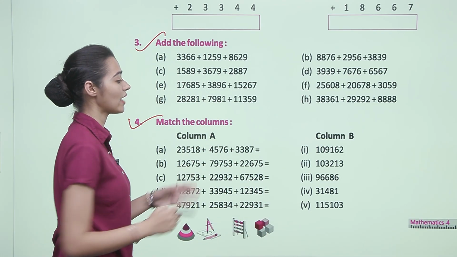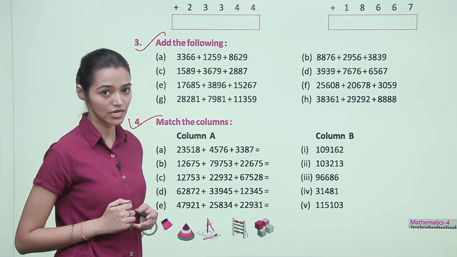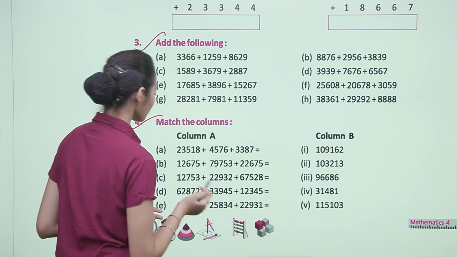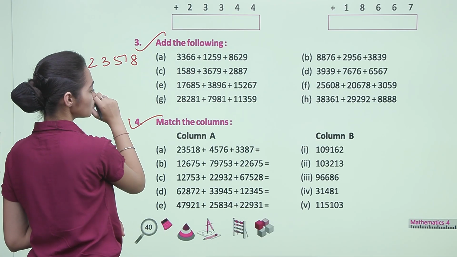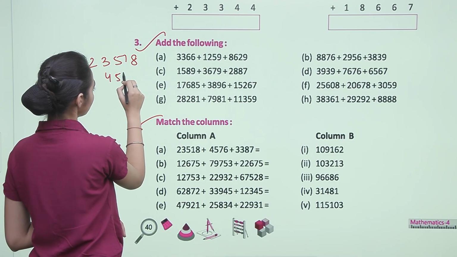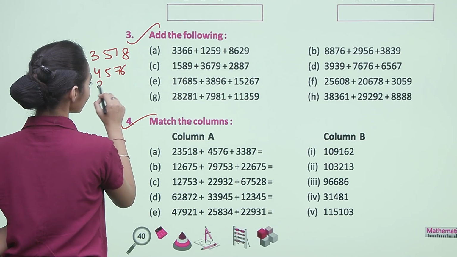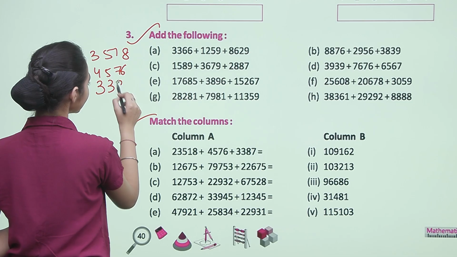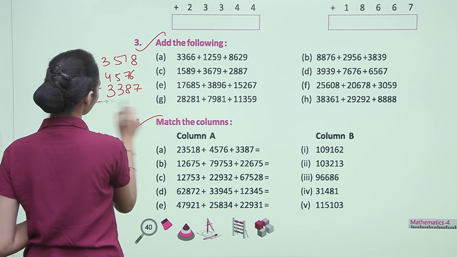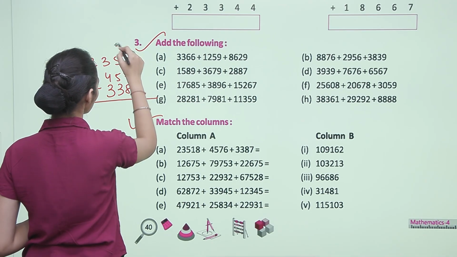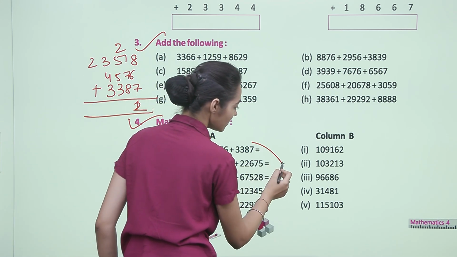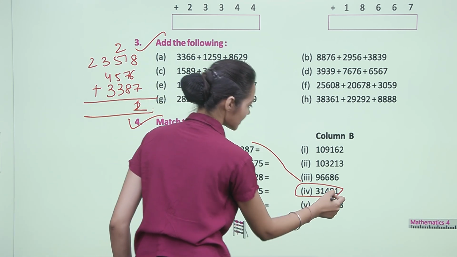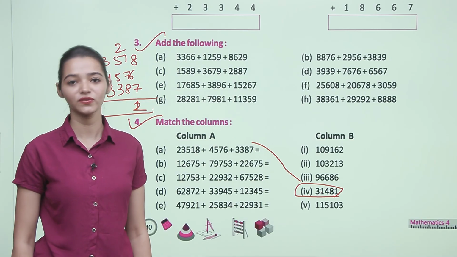Now in the fourth one we have to match these columns and then we have to add the following sums. So for this one, firstly we will write the numbers in the place value chart, and the last number is 3,387, and when we add all of them it becomes 21, 2 carry over, that means the last digit is 1, so we can tick the fourth option as our correct answer. That's how you can solve the remaining part.